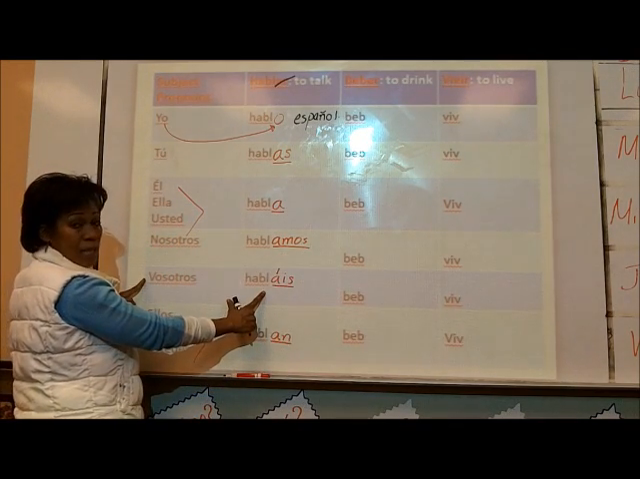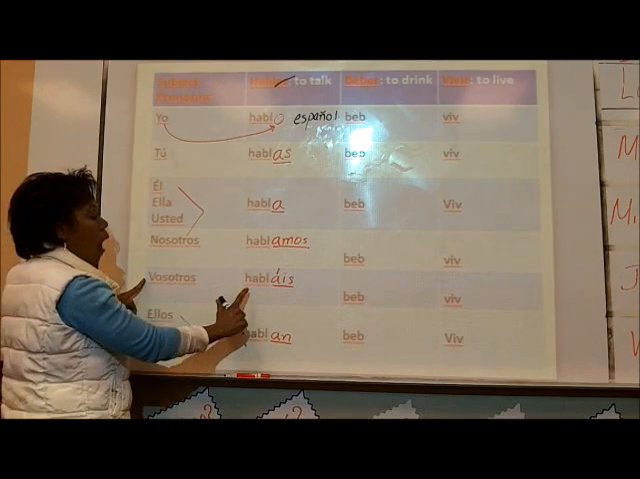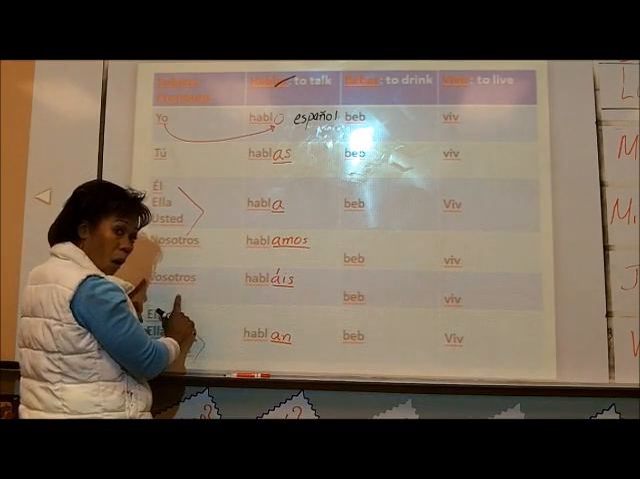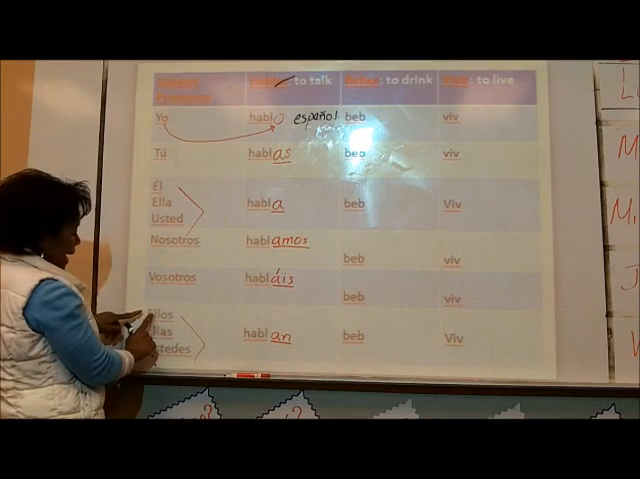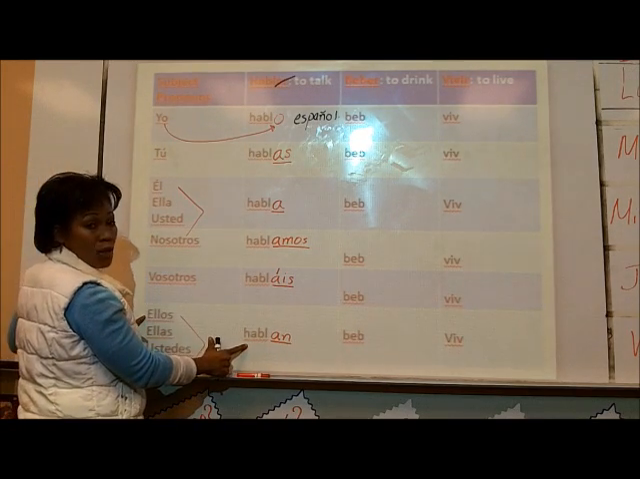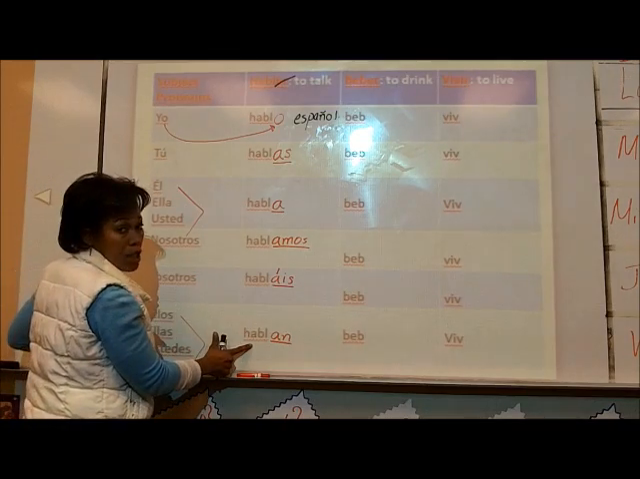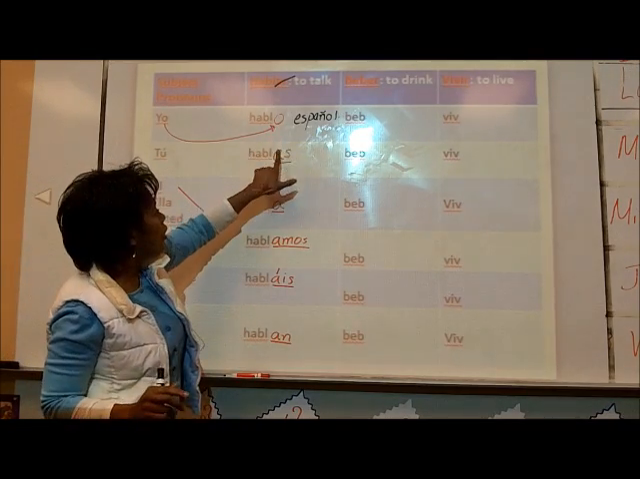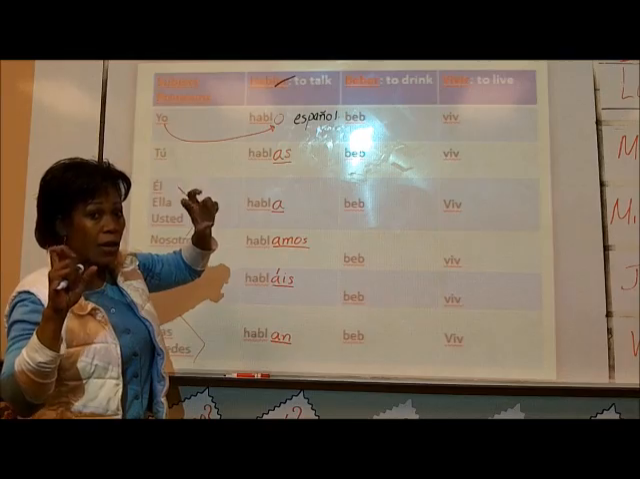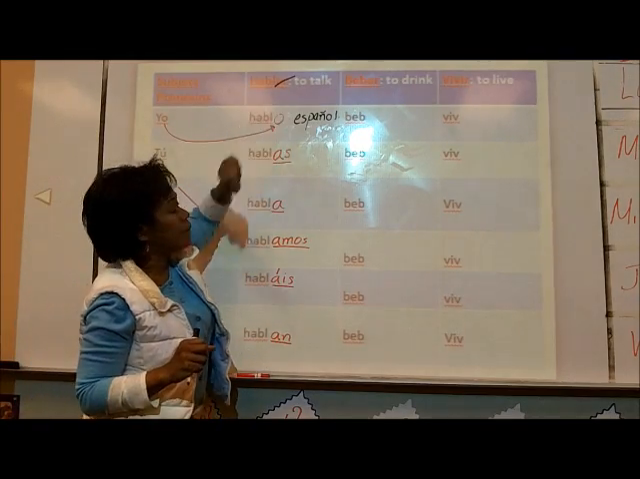Vosotros habláis español, you all are speaking Spanish or you all speak Spanish. Ellos or ellas hablan español, they speak Spanish or they are speaking Spanish. So these are your endings or your conjugation for the verb hablar. Okay?